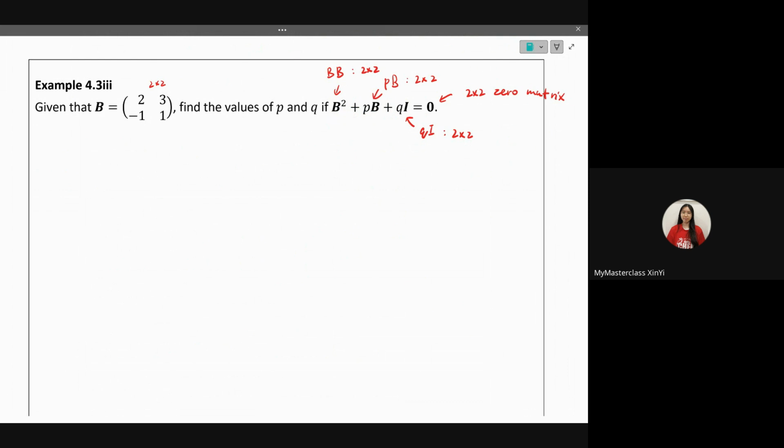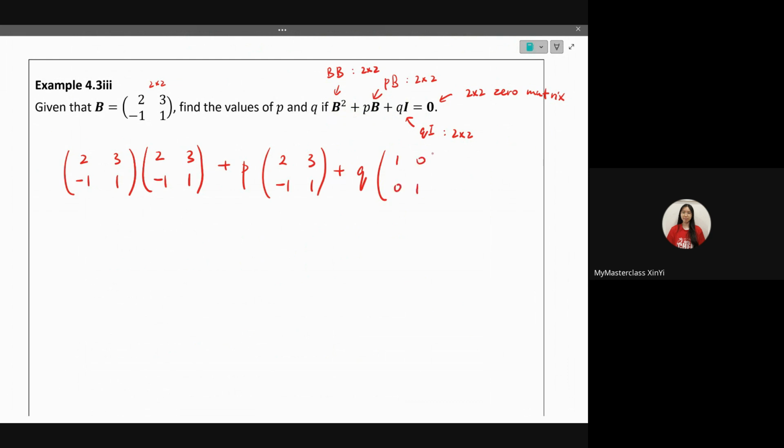Now let's write out everything in matrix form. Your B square will be 2, negative 1, 3, 1, multiplied by 2, negative 1, 3, and 1. Then you have p times B, plus q times the identity matrix, which is a square matrix where the leading diagonal entries are 1. So this is a 2 by 2 square matrix, so it will be 1, 0, 0, 1, equals a 2 by 2 0 matrix, where all the elements are 0.